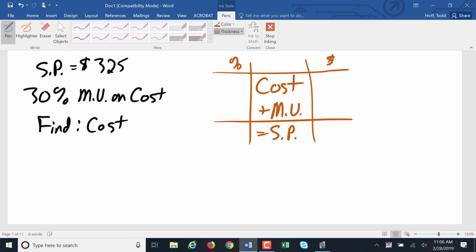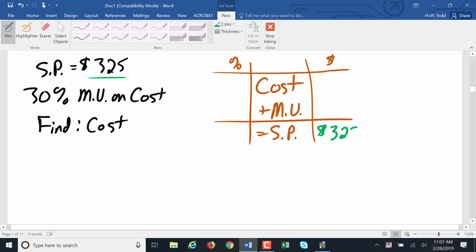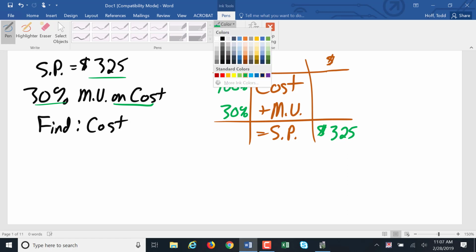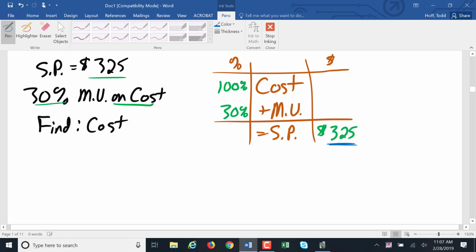Percents and dollars. We have $325 is our selling price. So that goes on the dollar side of the selling price. 30% markup, that's the percent on the markup, on the percent side. On cost confirms 100% is with the cost. Now again, we have the 325 over here. We should have the number on the other side. That's going to be here. 100 plus 30 is 130%. We're asked to find the cost, which is right there.